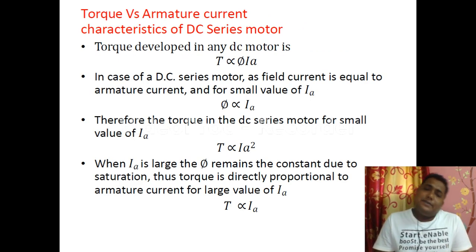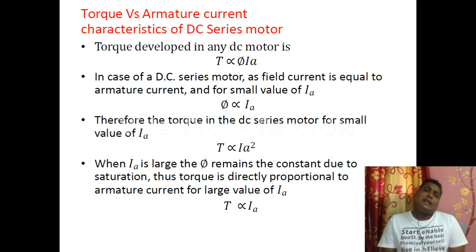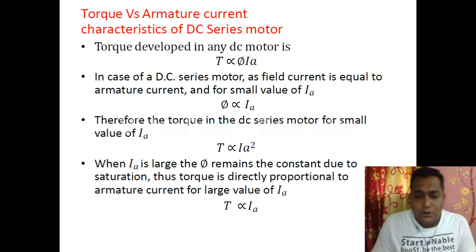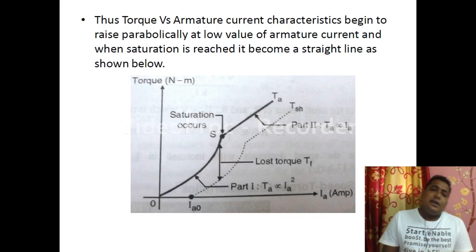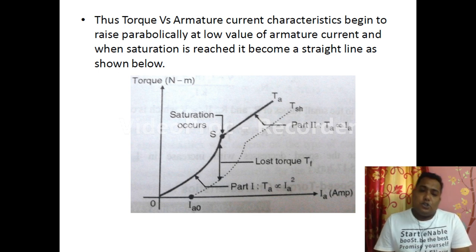Torque versus armature current. As we have seen when we derived this, the equation is torque is directly proportional to Ia square. So how will the characteristics look? Yes, this is how the characteristics look. Let us see what is written over here. Thus torque versus armature current characteristics begin to rise parabolically at low value of armature current, and when saturation is reached it becomes a straight line as shown.